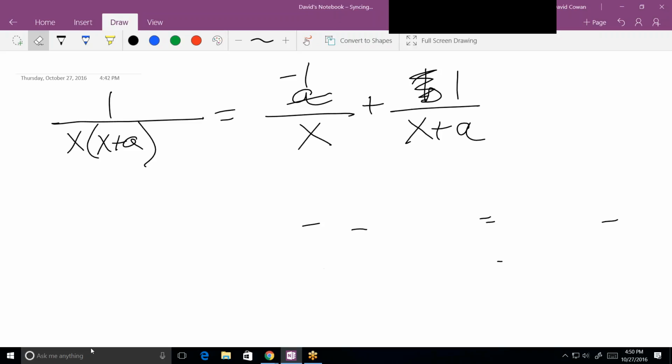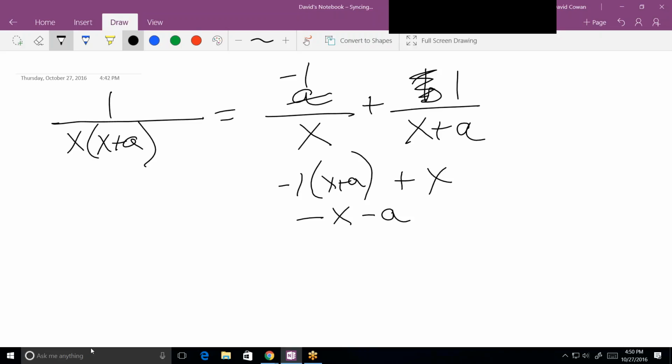In other words, this would give you negative 1 times x plus a plus x, and that's minus x minus a plus x, which leaves you a minus a. A is minus 1. Everything works.